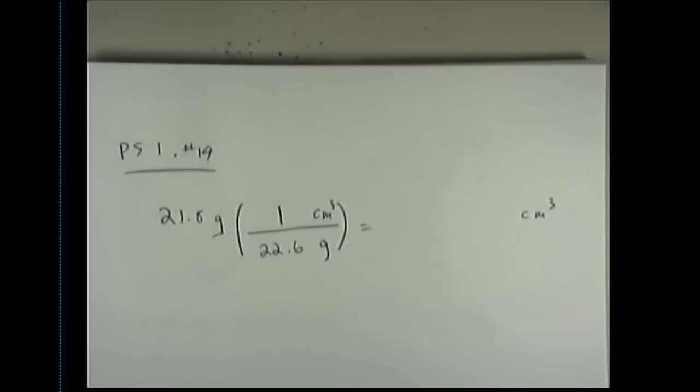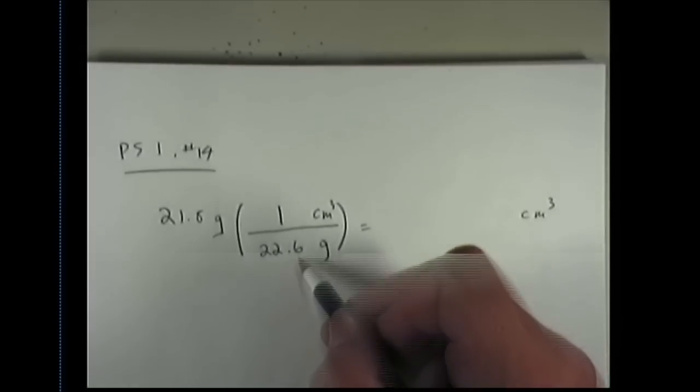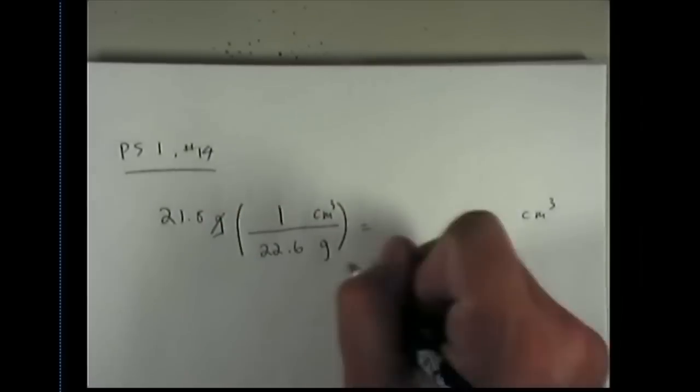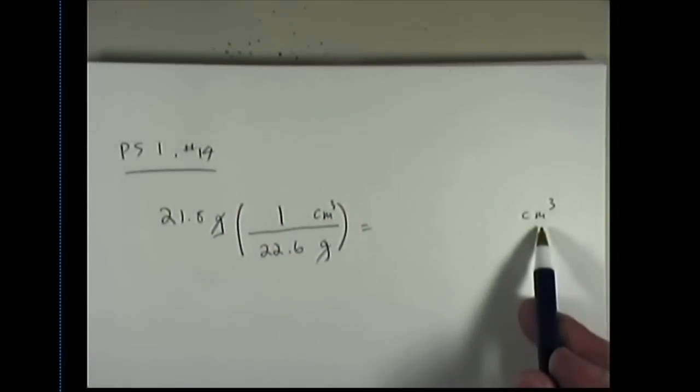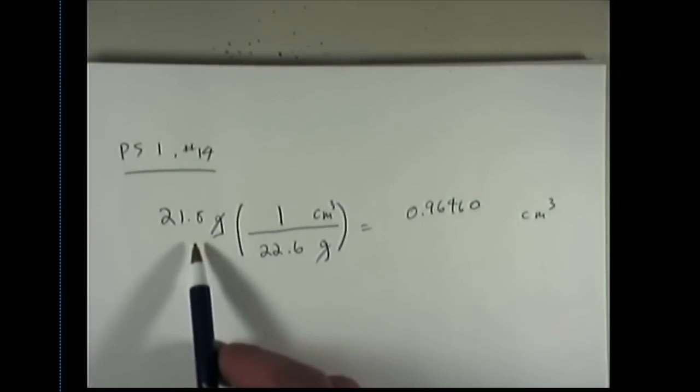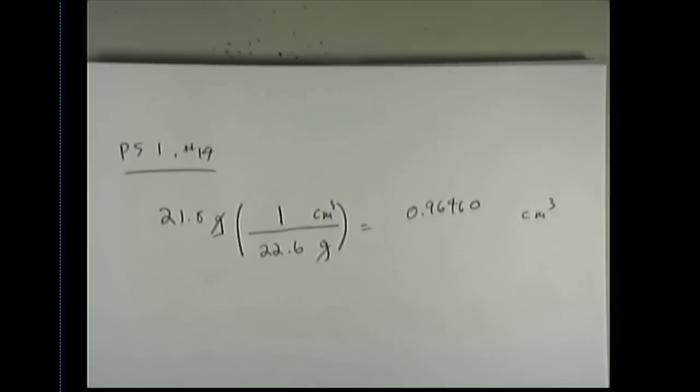So you wouldn't want to put 22.6 on the top and 1 on the bottom, because that would be wrong. That would be saying there's 22.6 cubic centimeters in a gram, and that is not right. So whenever I put my numbers in there, I always make sure that I put them in the proper place. You'll note that the grams cancel each other out. I end up with cubic centimeters, and numerically the answer ends up being 0.96460. But once again, this is a multiplication problem, so the proper number of significant figures had better match the value that contains the lowest number of significant figures, which in this case for both values is 3.